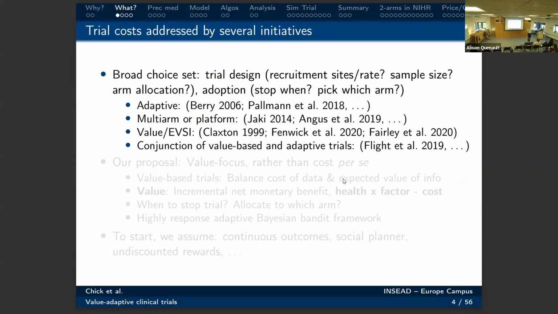So a lot of the work that has looked at trying to reduce the cost, or looking at this cost issue, these huge numbers that I was mentioning, a lot of that work has been around reducing the cost of a clinical trial.